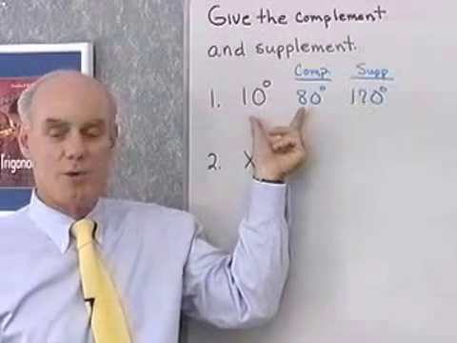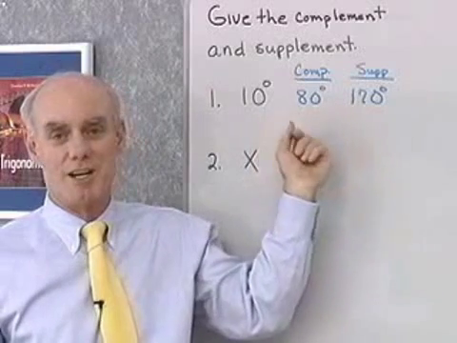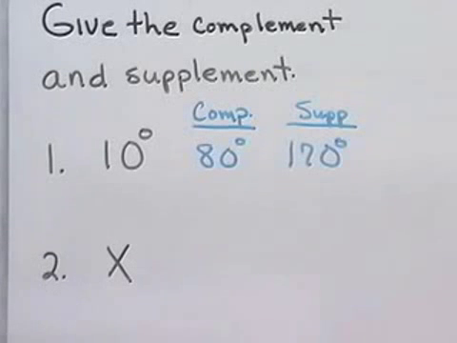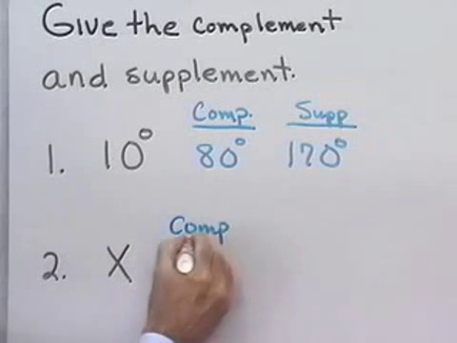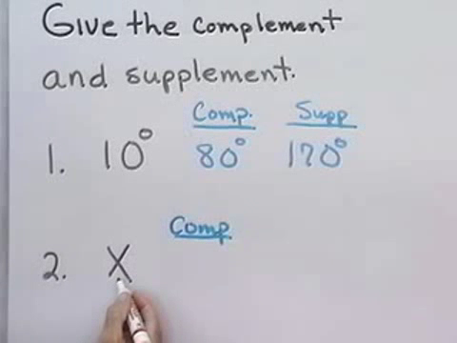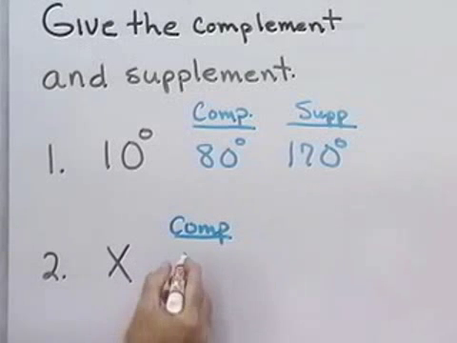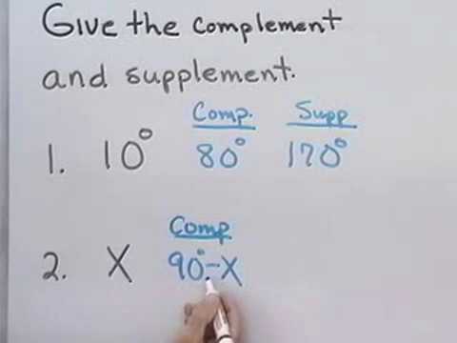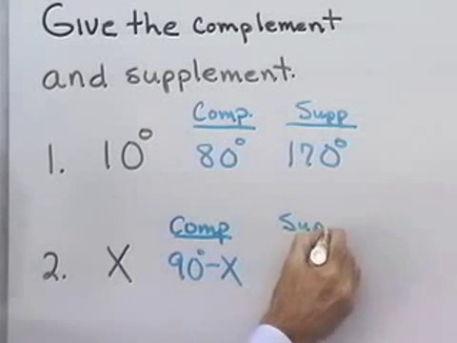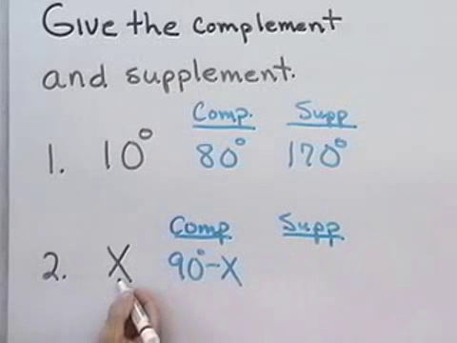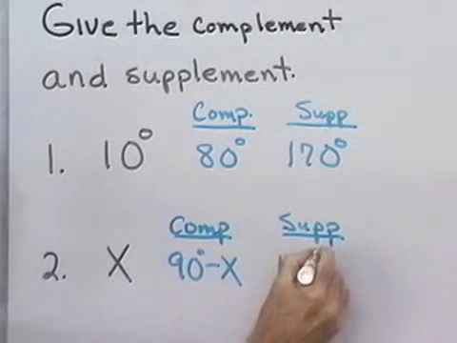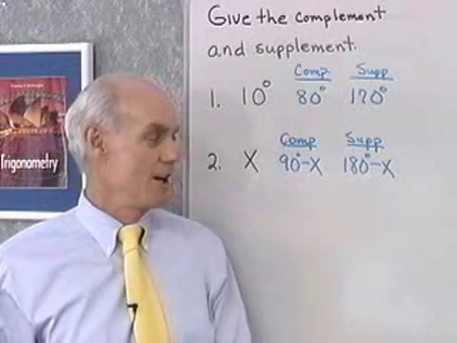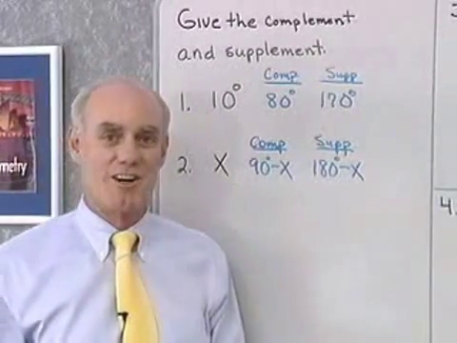So complementary angles always add up to 90 degrees. Supplementary angles always add up to 180 degrees. If our angle is x degrees, then its complement is also the angle that I would add to it to get 90 degrees. Well, the thing I add to x to get 90 is 90 degrees minus x. So the complement of x is 90 degrees minus x, and the supplement is what I add to x to get 180 degrees. That's going to be 180 degrees minus x. So complementary angles add up to 90 degrees, supplementary angles add up to 180 degrees. Let's look at our next problem.